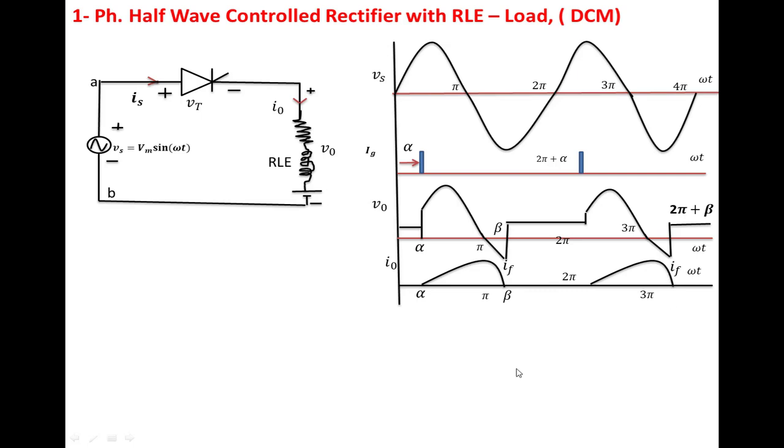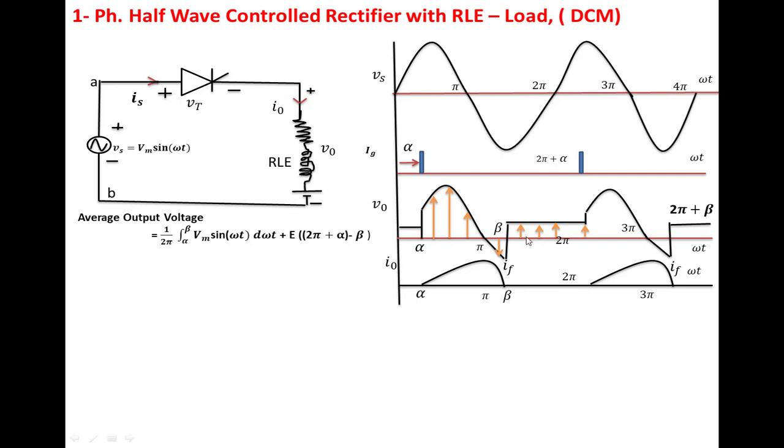If you find the average output voltage, the base length becomes 2π. Now you have to find the area under the curve from α to 2π plus α. That is 1 by 2π, integral α to β, Vm sin ωt d(ωt). It gives the area under the curve from α to β.